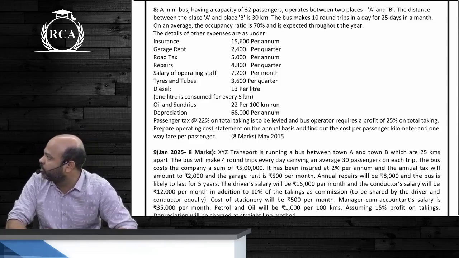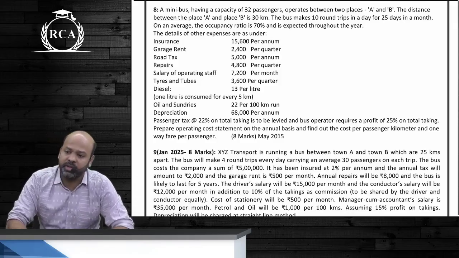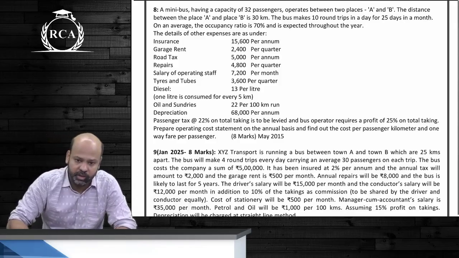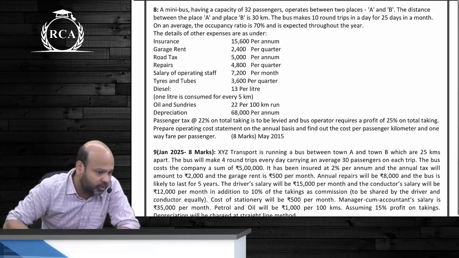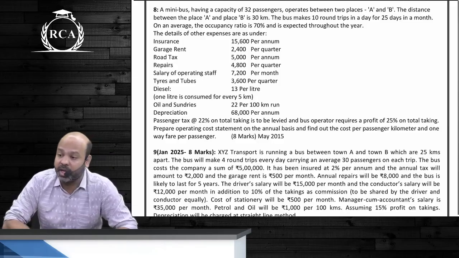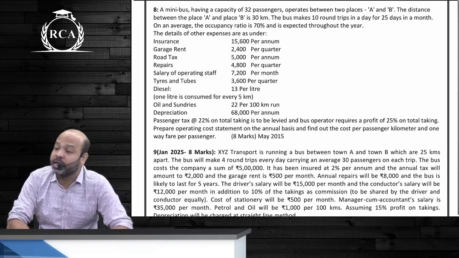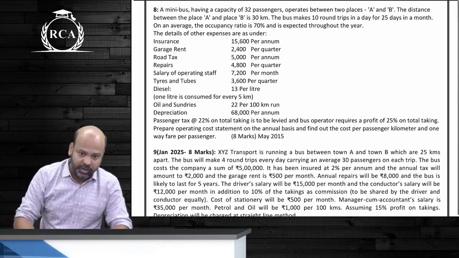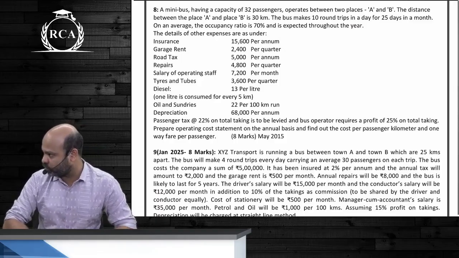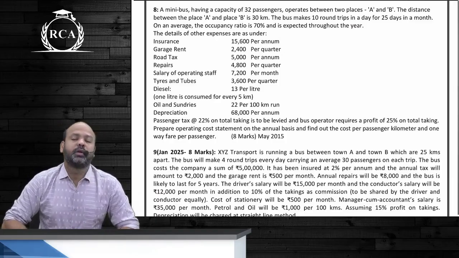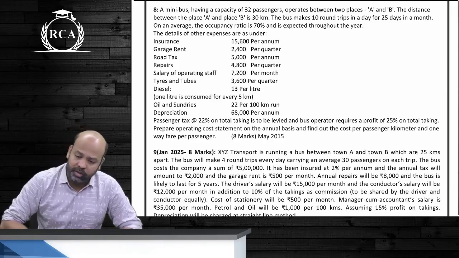Here a question says that passenger tax is at the rate of 22% on total taking. Let's say that the company is collecting 100 rupees from the passenger. They will have to deposit a tax of 22 rupees out of that, beta, with the government. So their net revenue is only going to be 78 rupees. Are we clear? Usually taxes are not as a percentage of total taking. Taxes will be as a percentage of revenue. But here we cannot question the question. I repeat, passenger tax should not be as a percentage of total collection. It should be as a percentage of what? Revenue.